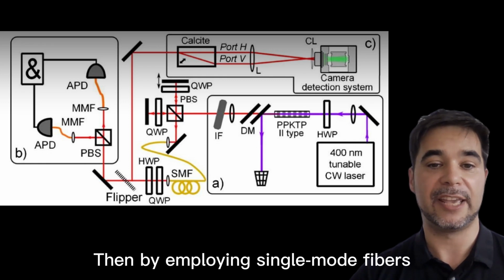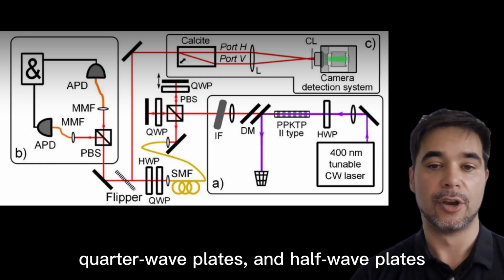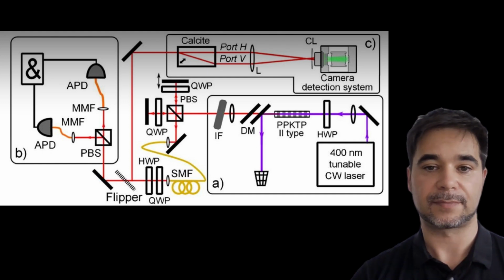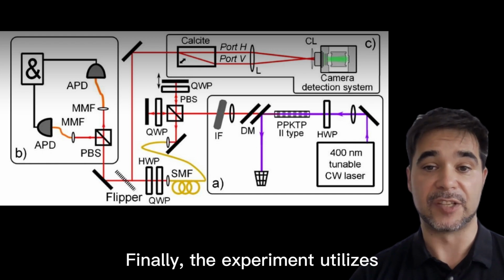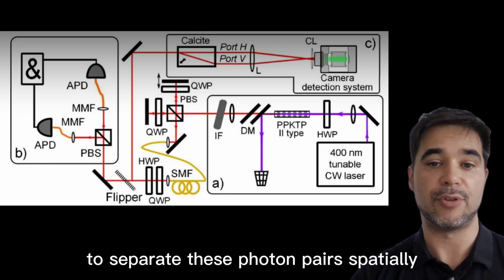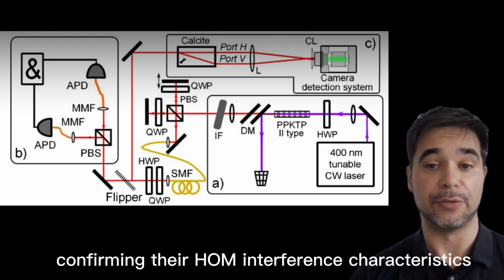Then, by employing single-mode fibers, quarter wave plates, and half wave plates, it maintains the polarization of these photon pairs. Finally, the experiment utilizes the crystal's birefringent properties to separate these photon pairs spatially, confirming their HOM interference characteristics.